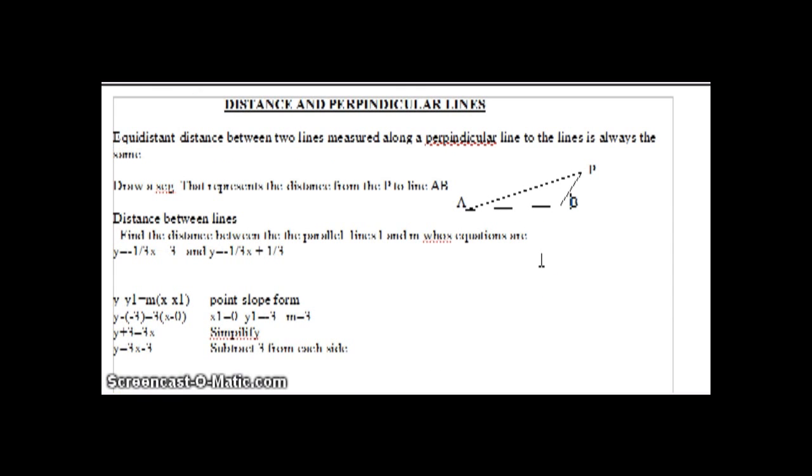Distance and perpendicular lines, equidistant. The distance between two lines measured along a perpendicular line to the lines is always the same. Draw a segment that represents the distance from P to line AB. That's P, that's AB. To do this, you make a line from P down so that it just touches line AB. And that's the closest distance right there.